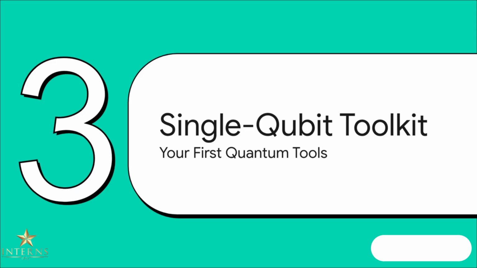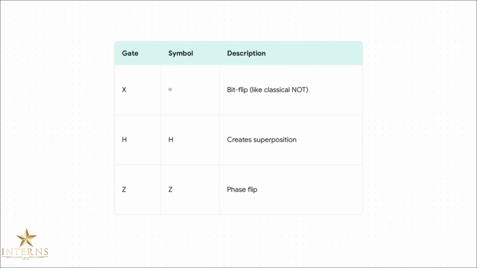Now that we know the basic parts, let's get our hands on some tools. We're going to start with the simplest ones, gates that only operate on a single qubit at a time. This is really our foundational toolkit. Okay, let's look at three of the big ones. First, the X gate. It's the simplest. It just flips a qubit from 0 to 1 or 1 to 0. It's basically the quantum version of a classical NOT gate.